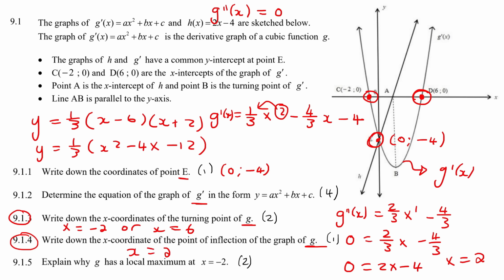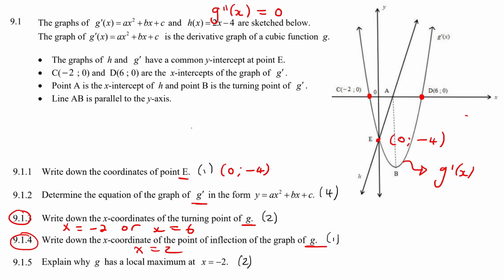X is 2. With this last question, it says explain why g, so g is the original cubic graph. G is not this graph over here, okay? Explain why it has a local maximum at x equals -2. So don't worry too much about the word local, but why does it have a maximum? So remember, a maximum is a graph that does this, and then a minimum is a graph that does this. Now remember, you mustn't look at the shape of this graph, because then you're going to say, oh, it's a minimum. But remember, this is not the graph of g. This is the graph of g prime, or first derivative.